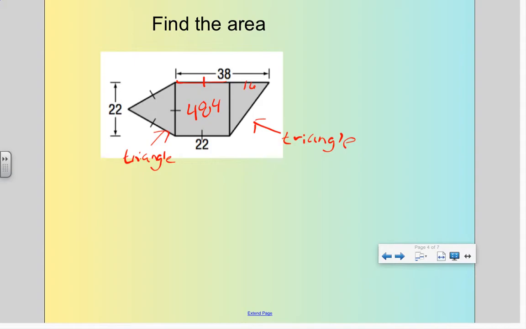And then if I'm looking at my triangles, remember the area of a triangle is 1/2 base times height. So we're going to have 1/2. My base here is 16. My height here is 22. So 1/2 base times height, 16 times 22, we're going to get 176 for this area here.